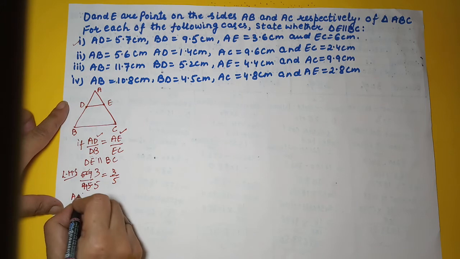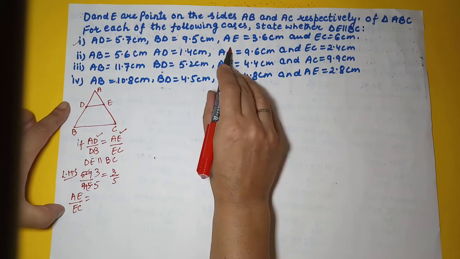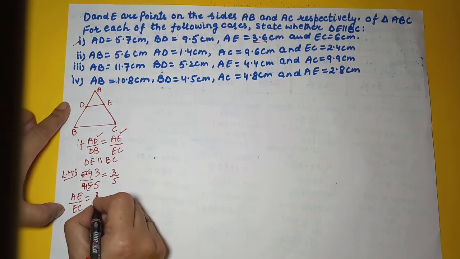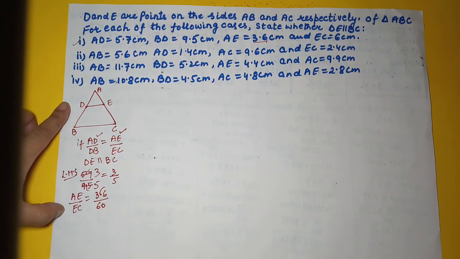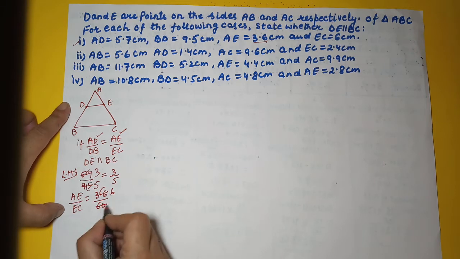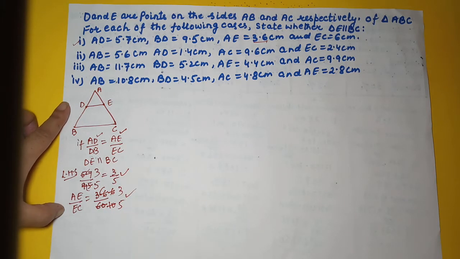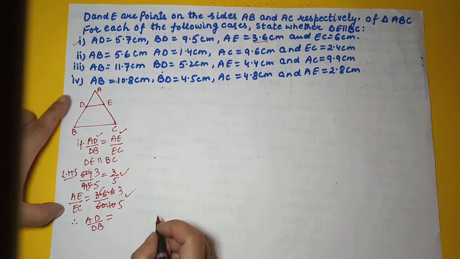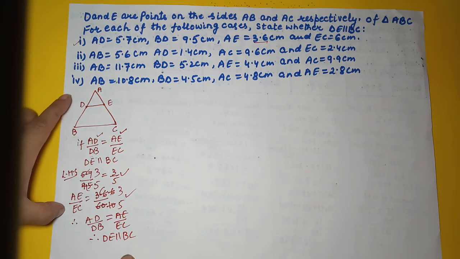So let's check for the right hand side whether AE by EC is also equal to 3 by 5 or not. Okay, what is AE? AE is 3.6. So I'll put 3.6 here. What is my EC? EC is 6. So if I remove this, I'll get 0 here. So 6 6s are, 6 10s are, 2 3s are, 2 5s are. Oh, I got left hand side equal to right hand side. So therefore AD by DB is equal to AE by EC. Therefore DE is parallel to BC. I have proved this, right?